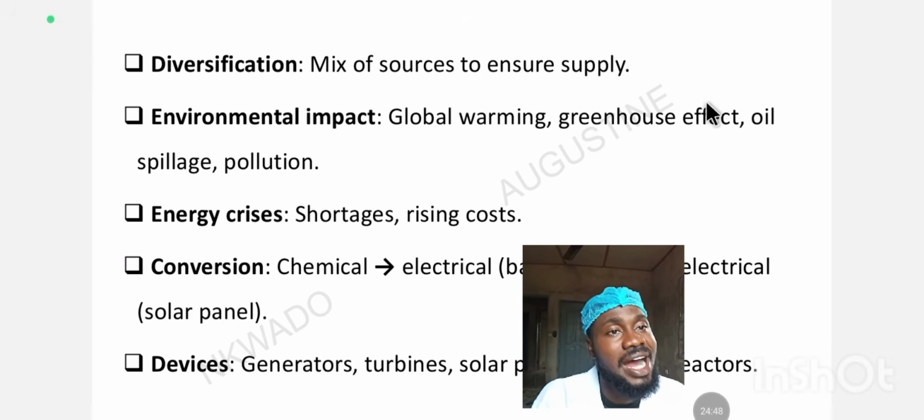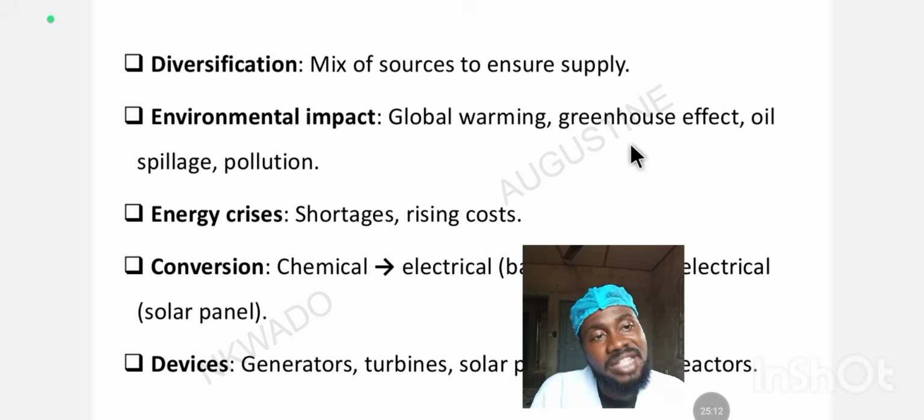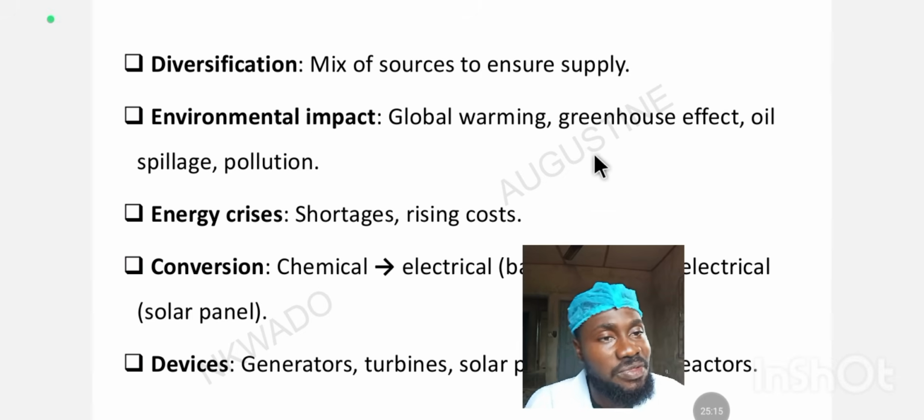Another effect is the greenhouse effect. Greenhouse effect is the effect induced by carbon dioxide, okay? You know that the end byproduct of combusting these energies, especially fossil fuel, is carbon dioxide. So this carbon dioxide, when it gets to the atmosphere, causes heat to fall back to the earth, which is known as the greenhouse effect, okay? The earth becomes so hot because of this accumulation of carbon dioxide. So another environmental impact is oil spillage.